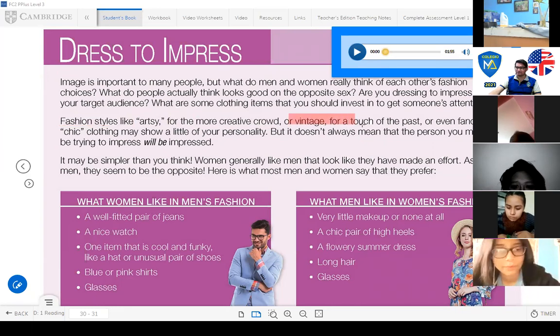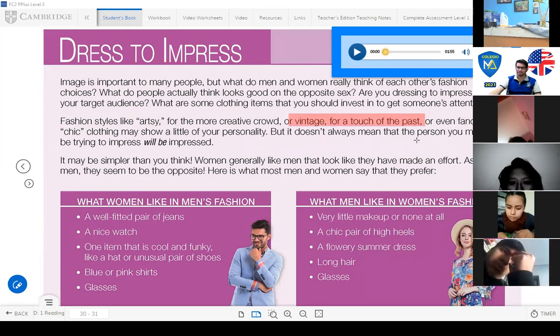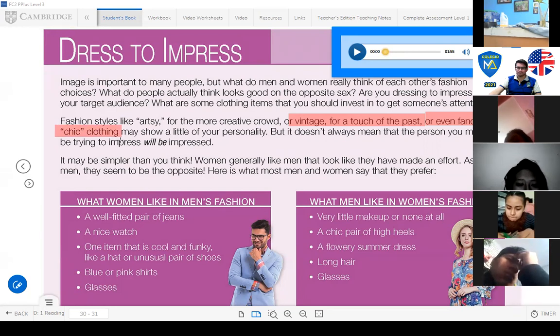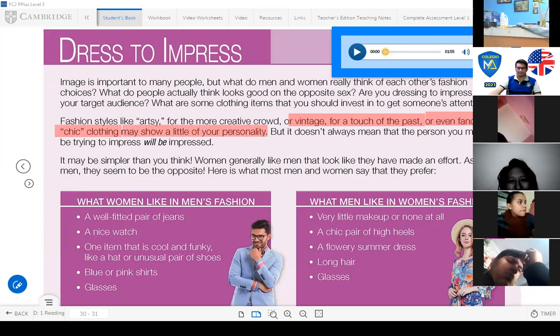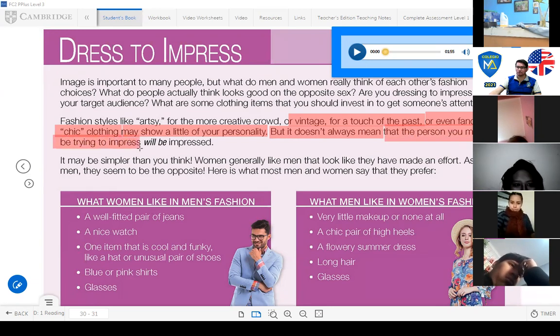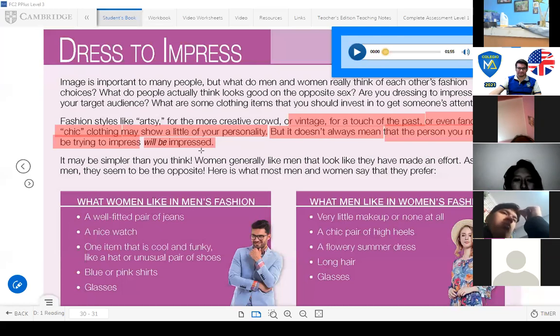Or vintage for a touch of the past. Or even fancy chic clothing may show a little of your personality. But it doesn't always mean that the person you may be trying to impress will be impressed.